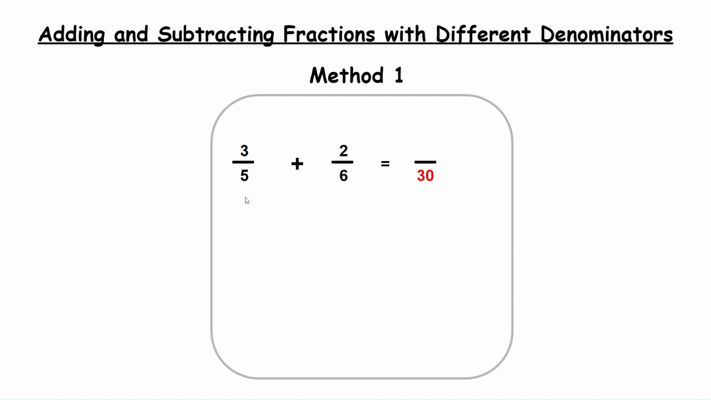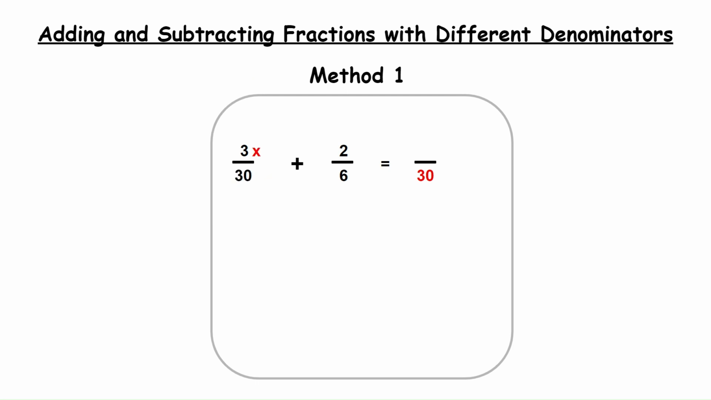So let's do that starting with 3 over 5. And we're going to start with the denominator. We're going to extend 5 to 30. And we need to do that by multiplying 5 by a number. So what number can we multiply 5 by to equal 30? Well, that question can be answered by dividing 30 by 5. So 30 divided by 5 equals 6. So now we have the number we need to extend our fraction 3 over 5 to a denominator of 30. So 5 times 6 is 30.